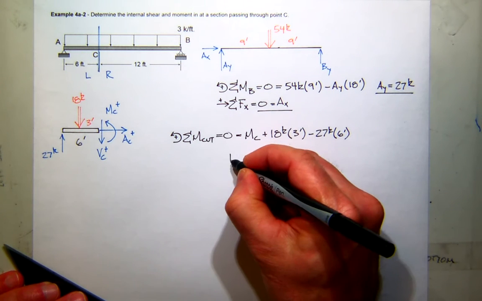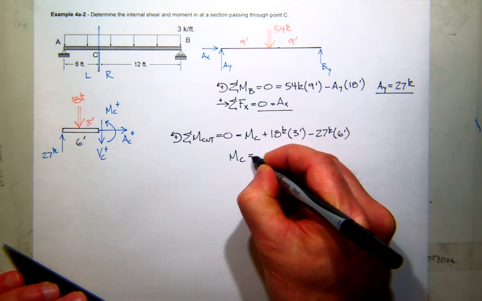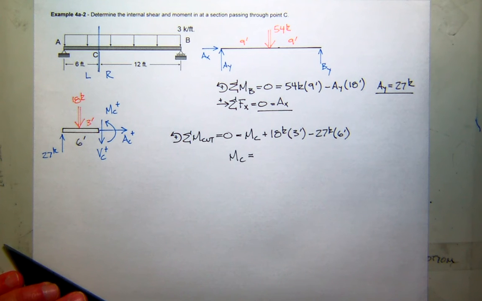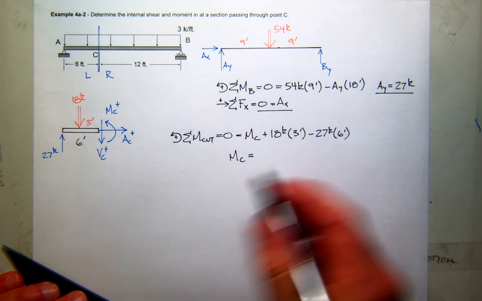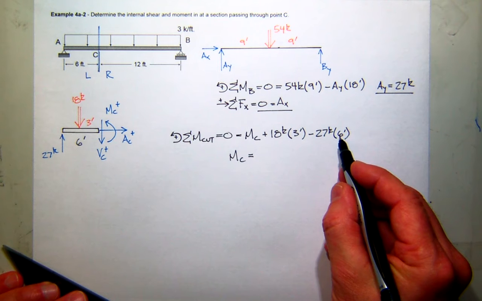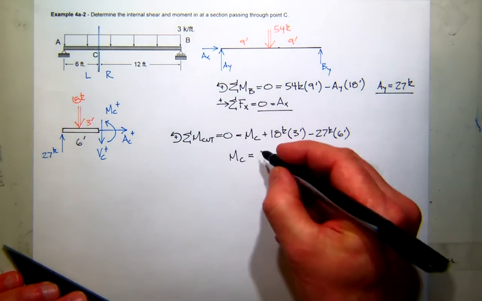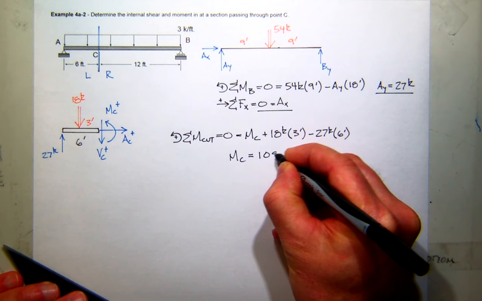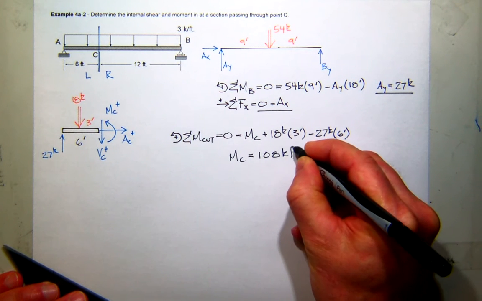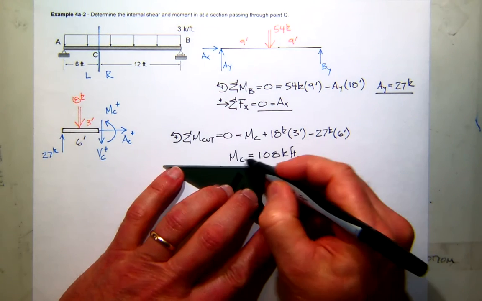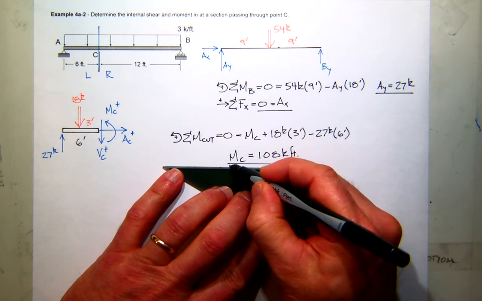So I should be able to solve for the moment at C. It looks like it's going to be positive. I don't know what that is off the top of my head. 27 times 6 minus 18 times 3. 108? Anybody else get 108? Excellent. So 108, and the units are going to be kip feet. And it came out positive.